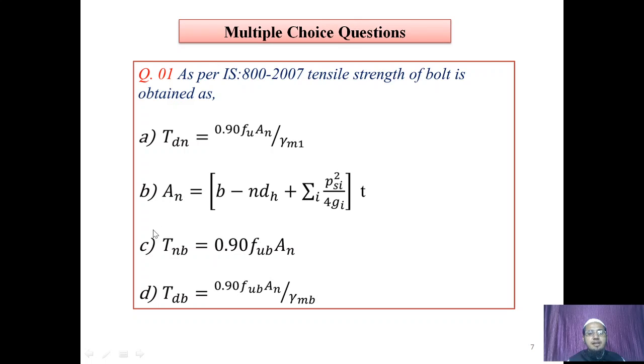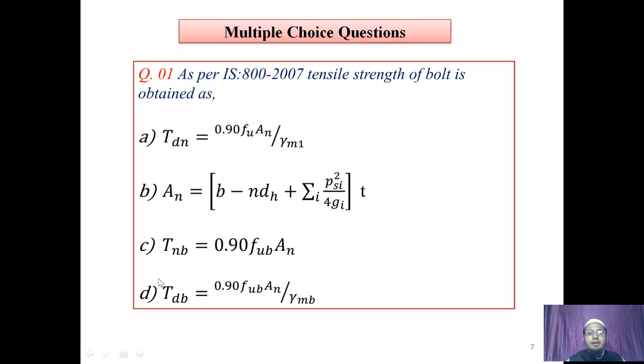Option C is Tnb equals 0.90 times Fub into An, and the final option D is Tdb equals 0.90 into Fub into An divided by gamma mb. Now, can anyone answer this? We have just discussed this in previous slides. What is the tensile strength of bolt?